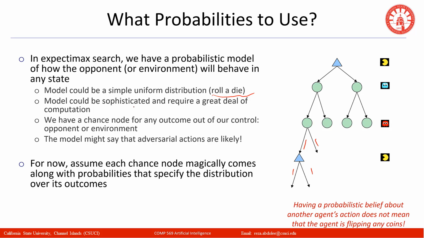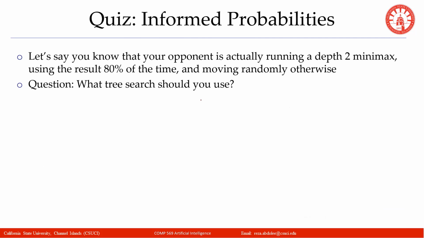A model could be sophisticated and require a great deal of computation to compute the probability. It's not an easy task. But for now, we assume that we are given all those probabilities for all these branches under our chance node. So we have access to these probabilities.